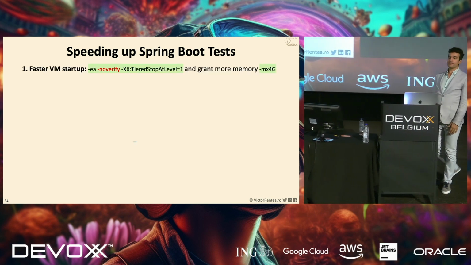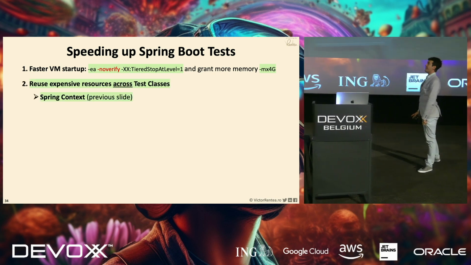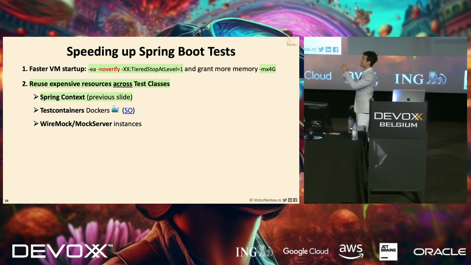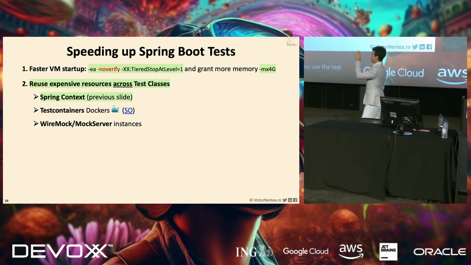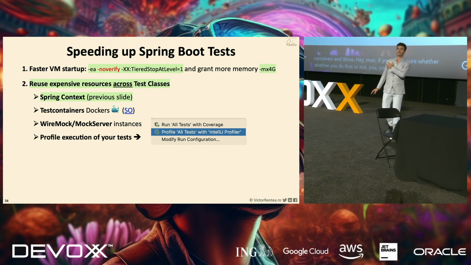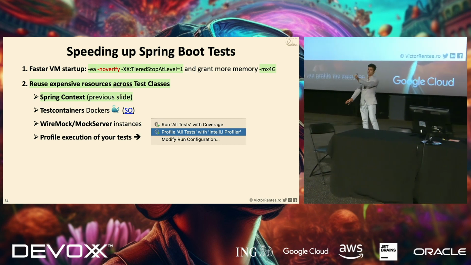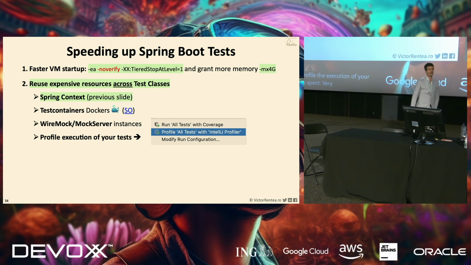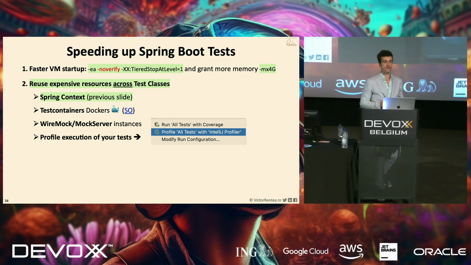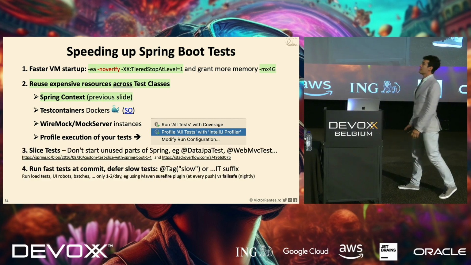How do you speed up Spring Boot? The first thing, some flags, they won't help a lot, but the next thing, reusing Spring context, making sure you reuse the Testcontainers and Wiremocks. If you are not sure whether you do that or not, you can profile the execution of your unit test to see where your time is spent. Very easy, you can pinpoint exactly the problem. Okay, I retract. It's not very easy, but you can have some sensible clue where you lose your time.